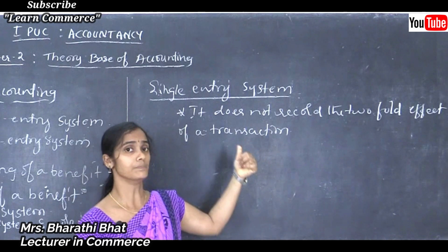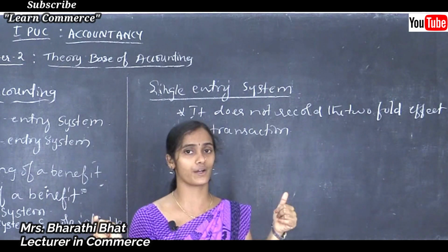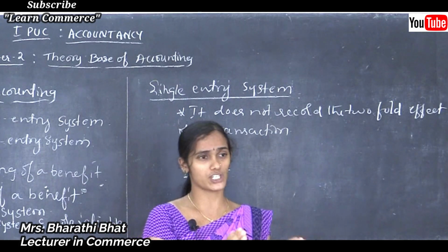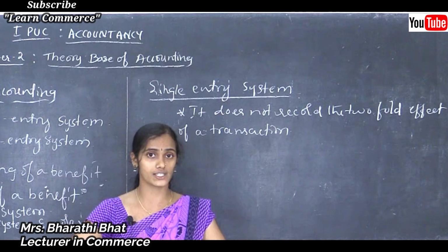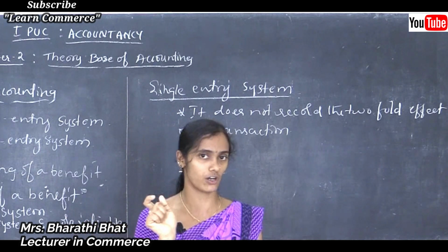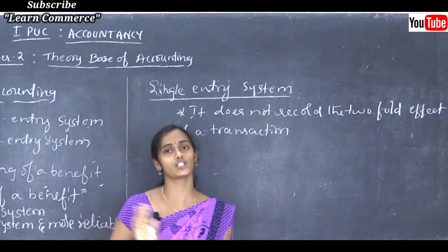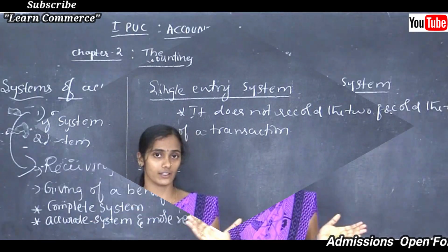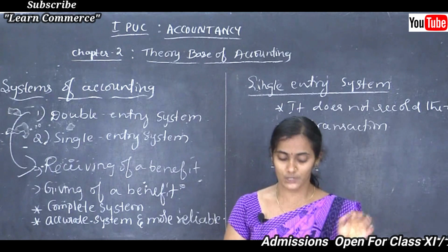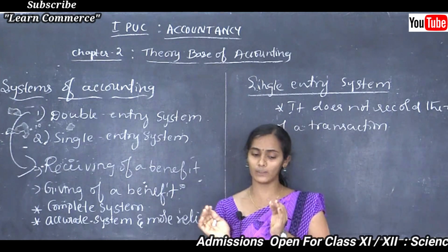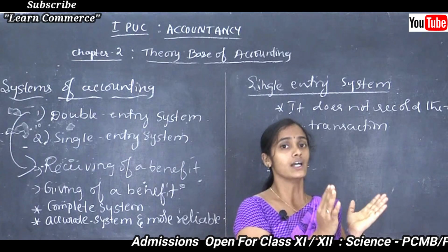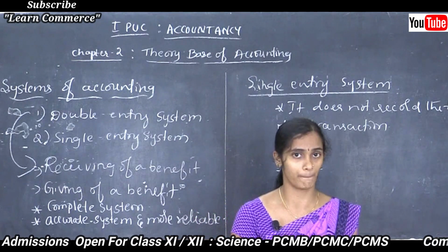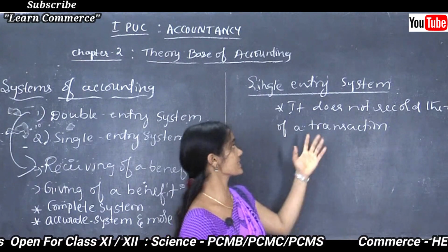So the single entry system can be adopted by small organizations or individuals just to know the exact amount, just to know the overall profit or loss. Individual organizations, petty shopkeepers or small shopkeepers or sole trading concerns, very small organizations can follow this system of accounting, because the preparation of accounts is very simple, it is not complex, so they can follow such a system of accounting.